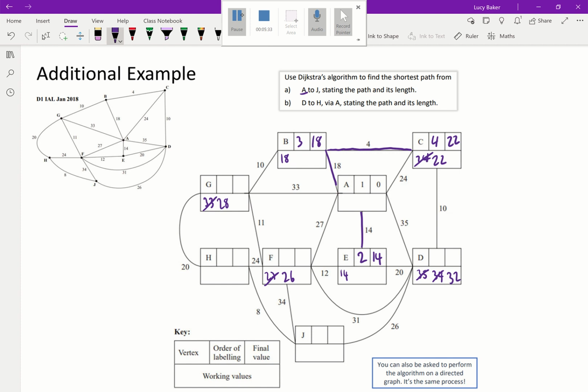So now where's the shortest vertex? It's going to be F at 26. So this is going to be number 5. And we're going there via E, if you recall. That was the 14 plus 12 gave us the 26.